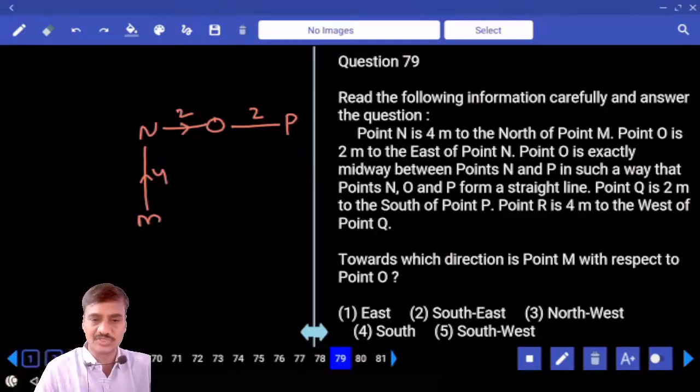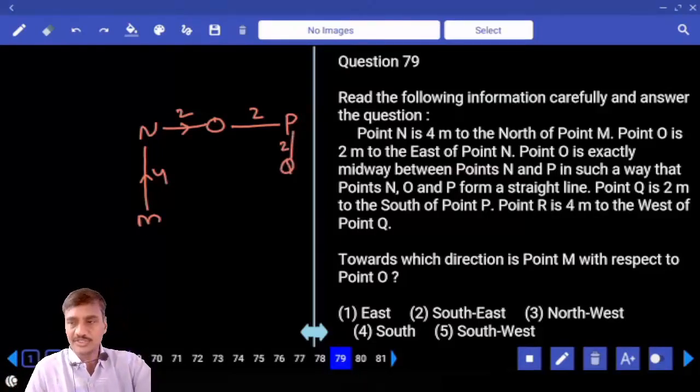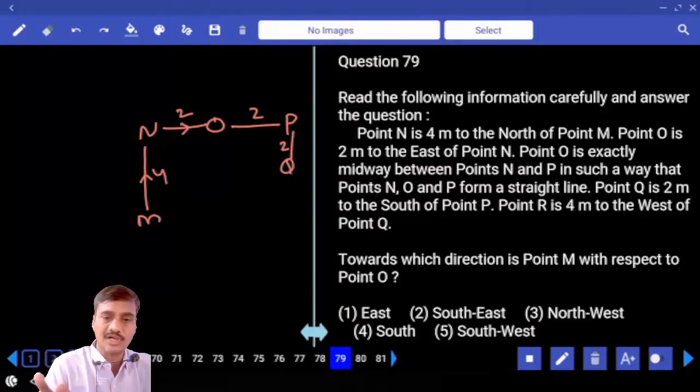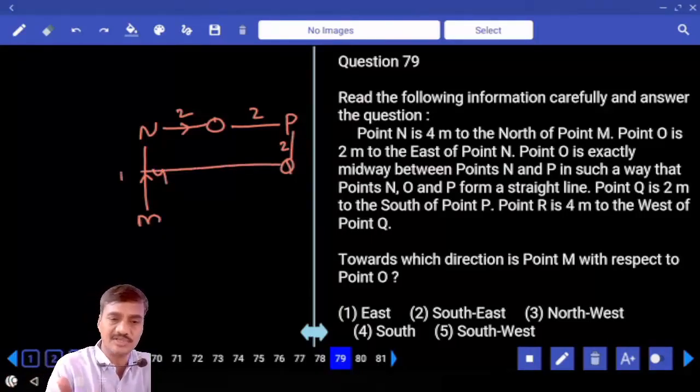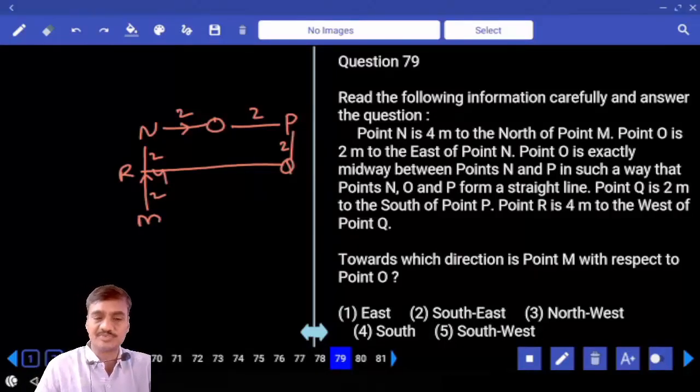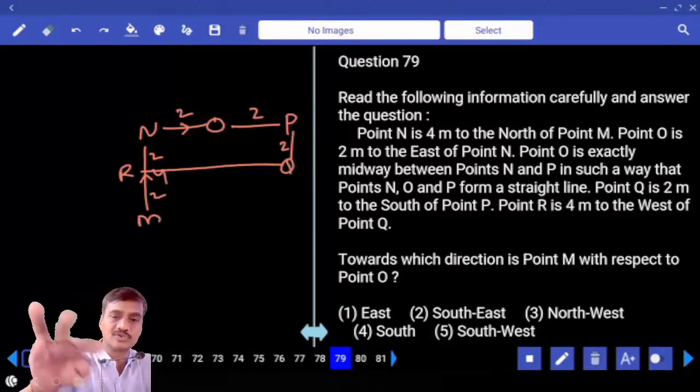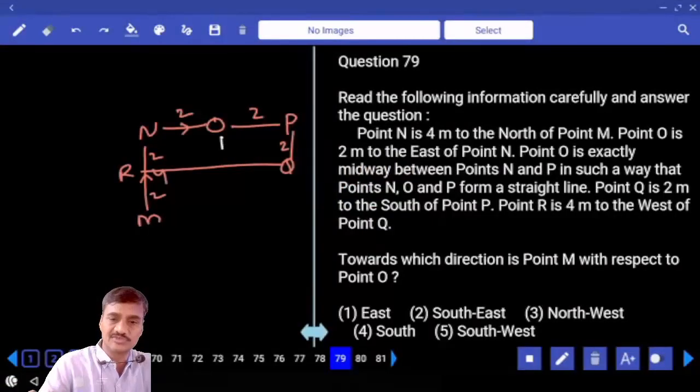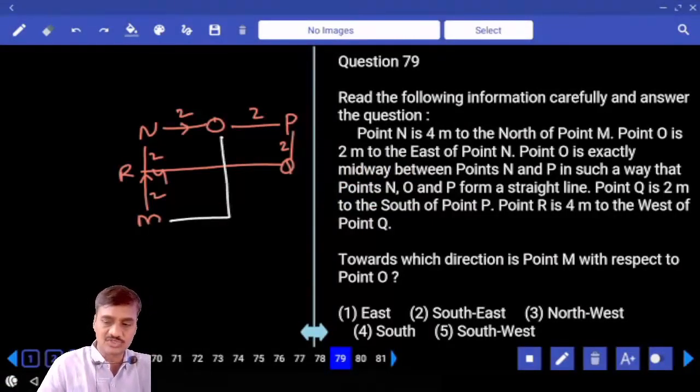Q is 2 meters to the south of P, and R is 4 meters to the west of Q. R is 4 meters, so R will be here. 4 meters, and here it becomes 2, here M becomes 2. Is that right? Then towards which direction is M with respect to O? South and west, southwest. Southwest, choice 579.